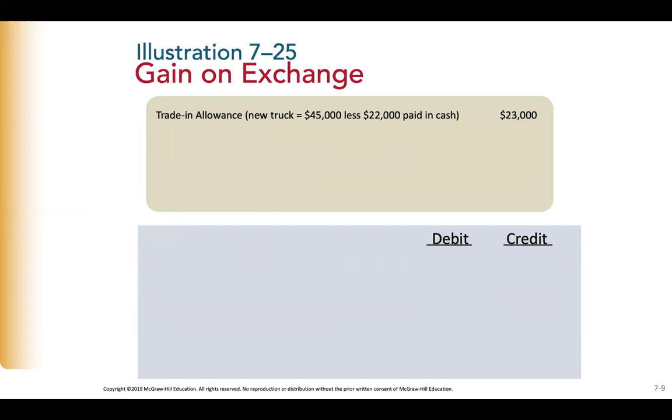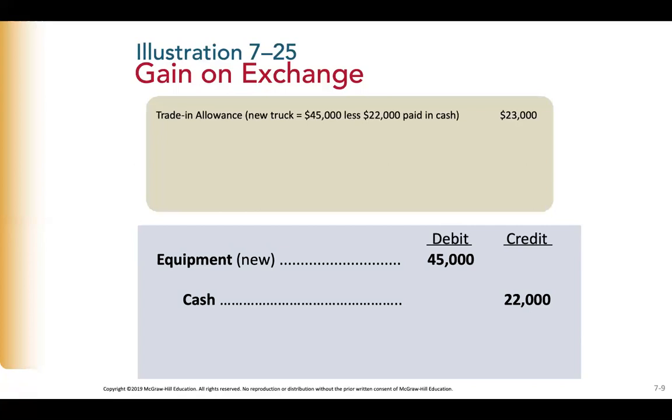Lastly, exchange. So let's assume that we have this truck and we want to exchange it for a new truck. Let's assume that this new truck has a value of $45,000. The dealership gives the Little King a trade-in allowance of $23,000 on the exchange, and the remaining $22,000 owed is paid in cash. So the new truck is worth $45,000. We pay $22,000 in cash, so we get a $23,000 trade-in allowance.